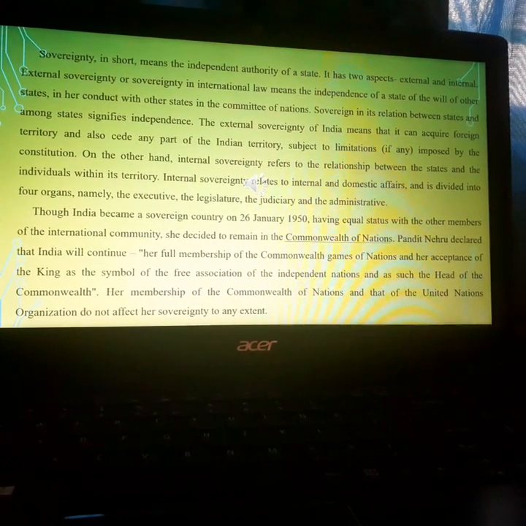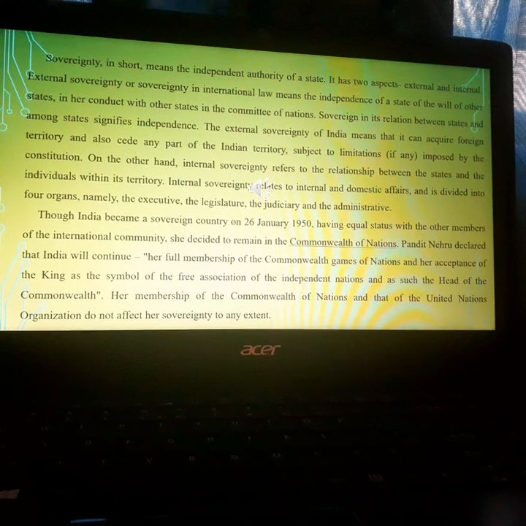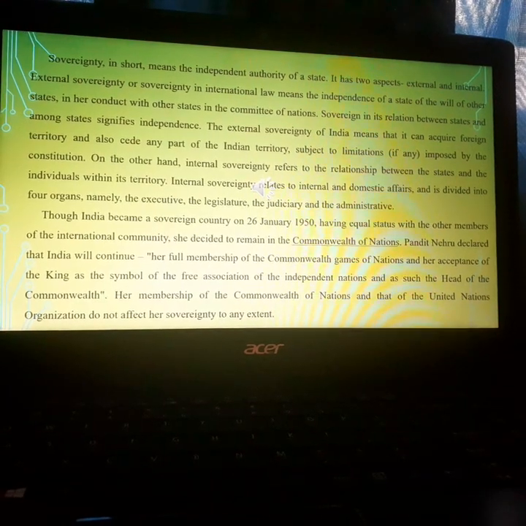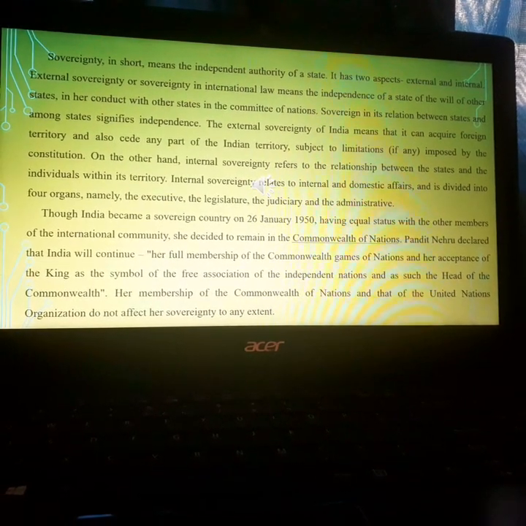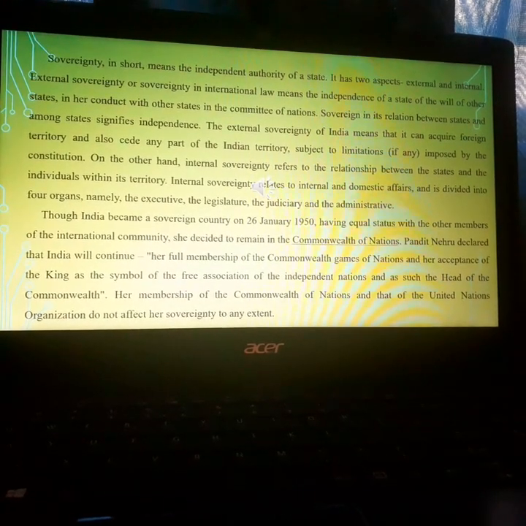Sovereignty, in short, means the independent authority of a state. It has two aspects, external and internal. External sovereignty or sovereignty in international law means the independence of a state from the will of other states in our conduct with other states in the Community of Nations. Sovereignty in its relation between states and among states signifies independence.